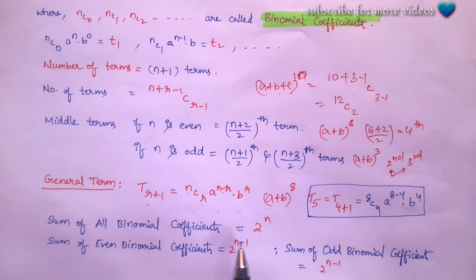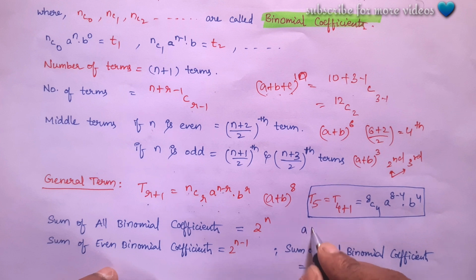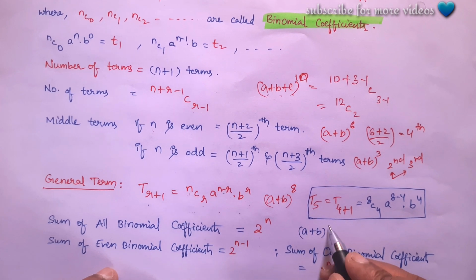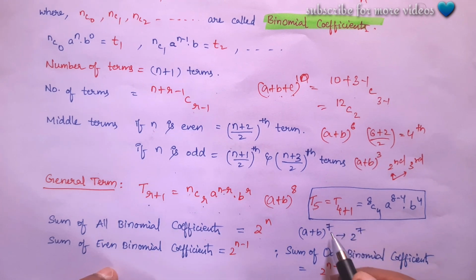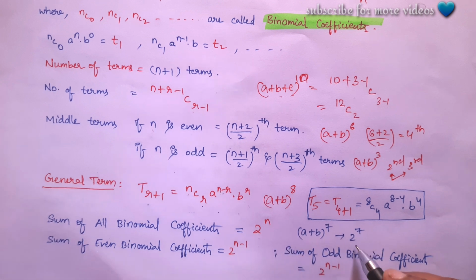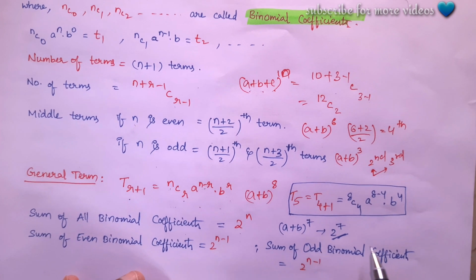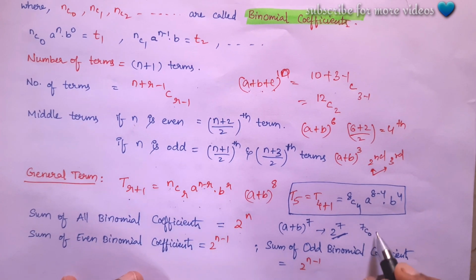See how the questions they will ask based on binomial coefficients is, I will give you the example, like (a plus b) whole power 7 is there. So sum of all binomial coefficients is nothing but 2 power 7, as n is 7. So 2 power 7 is the sum of all binomial coefficients. (a plus b) whole power 7, the binomial coefficients are 7c0 plus 7c1 plus so on up to 7c7. So these are binomial coefficients. If you sum these, you get 2 power 7, you can check.